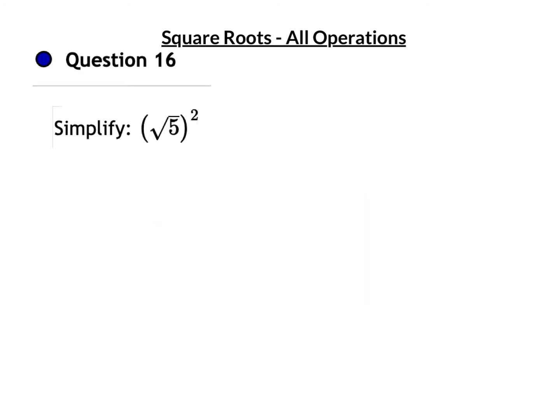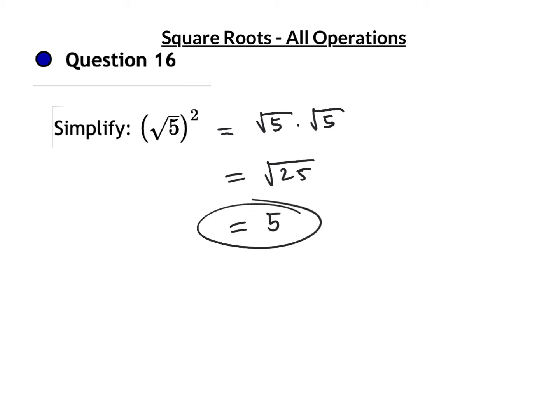Question 16. Root 5 squared is root 5 times root 5, which is the square root of 25. The square root of 25 is 5. The answer is 5.